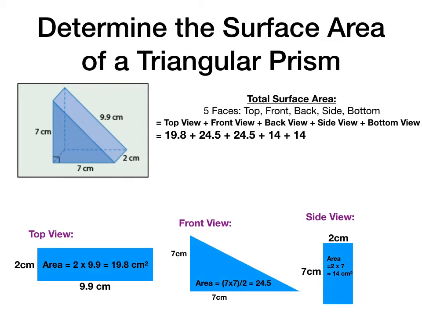Our top view, which we've already worked out, is 19.8 square centimeters. Our front view is 24.5, and we know our back view is the same, so we add another 24.5. Our side view is 14, and our bottom view is the same, so we add another 14. When we add all of those areas together, we get a total surface area of our triangular prism of 106.8 centimeters squared.